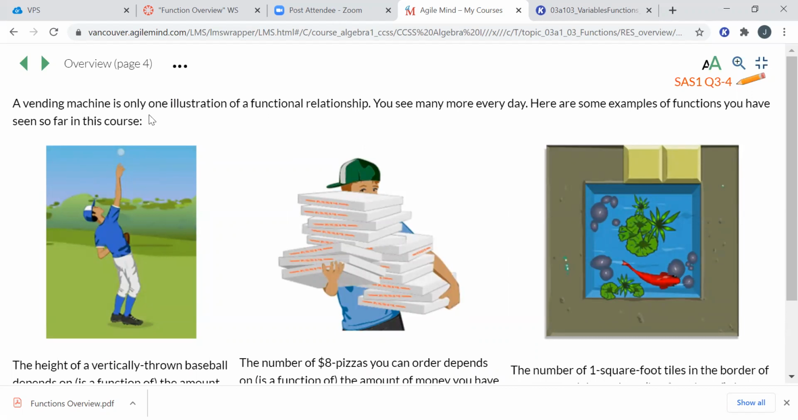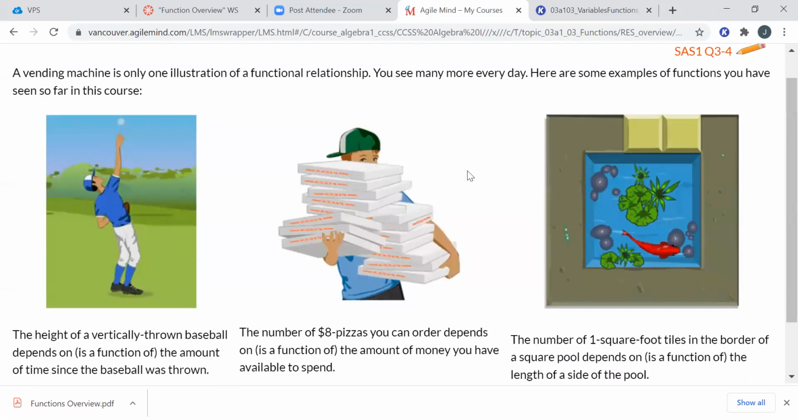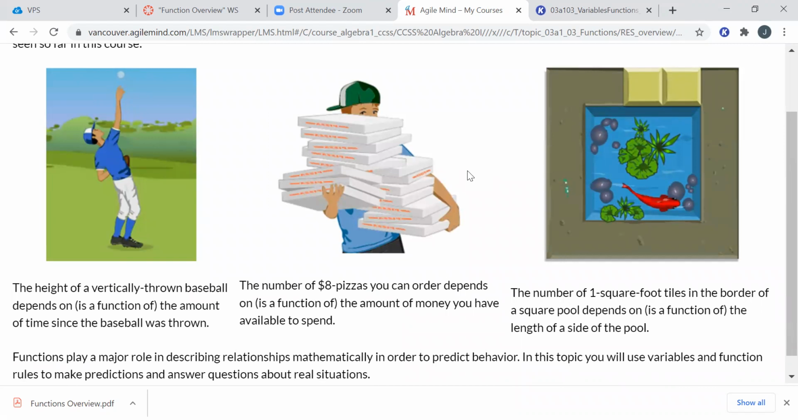Okay, the vending machine is only one illustration of a functional relationship. You may have seen more every day. Here are some examples of functional relationships you've seen so far. They're giving some examples right here. I thought we were going to have to make up our own. So what do we realize over here?